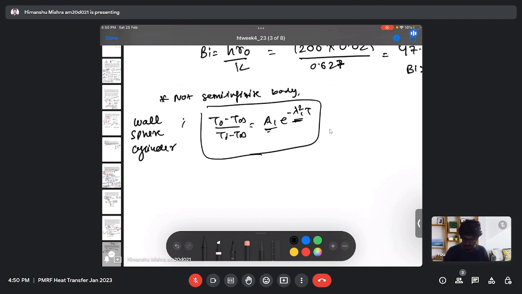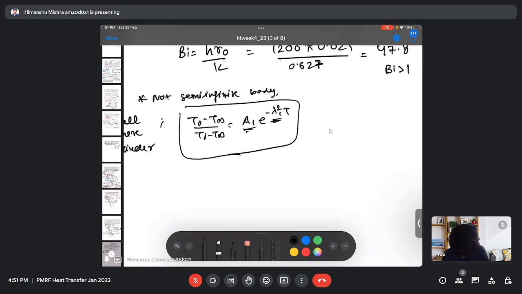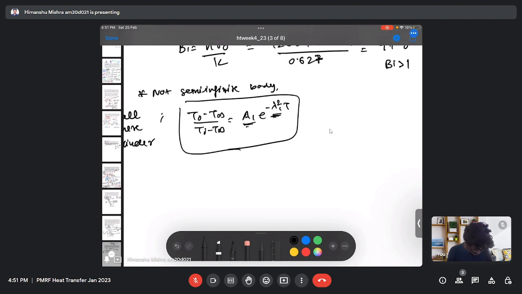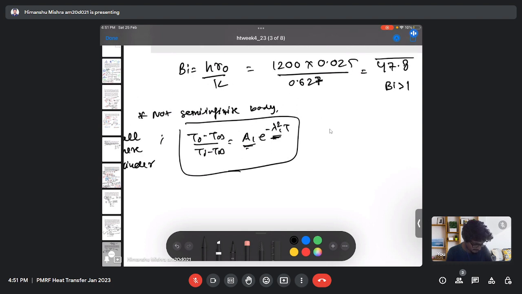and lambda 1 values. So first, let's calculate lambda 1 and A1. We have a Biot number of 47.8, and we are given a spherical geometry.